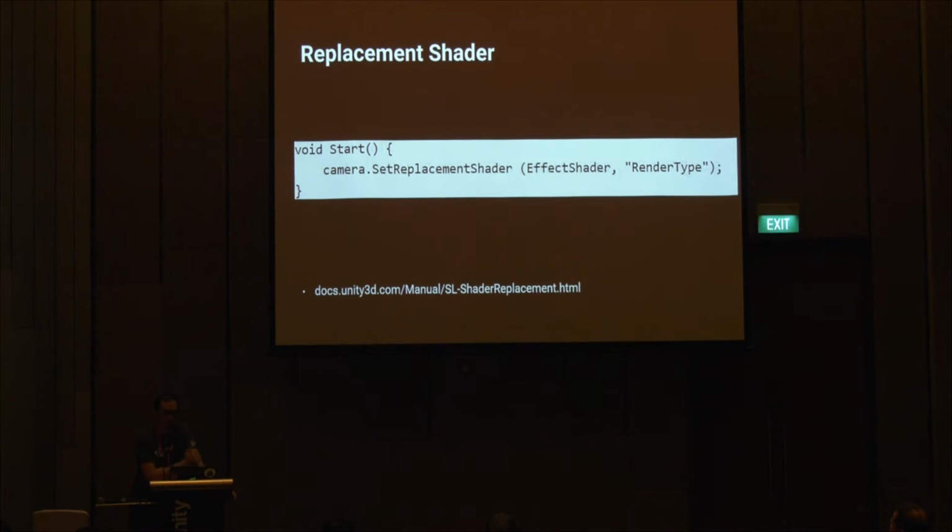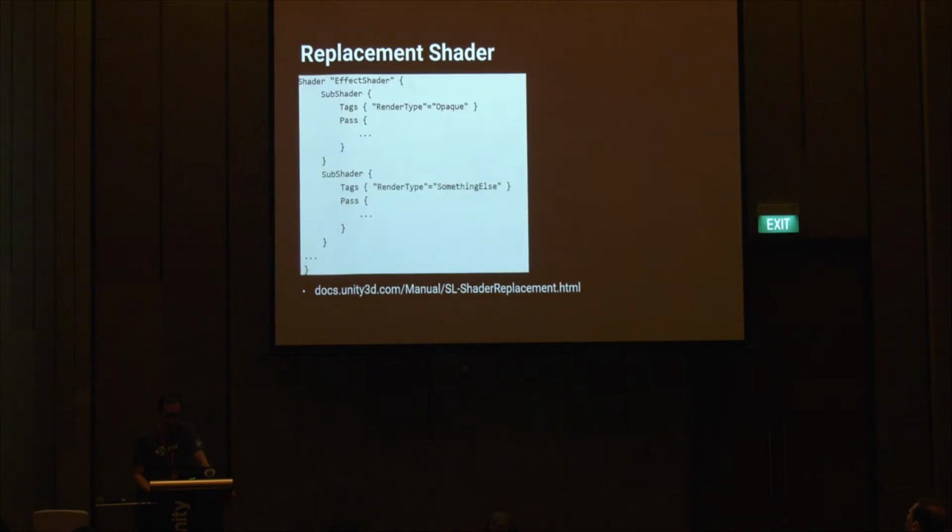So again, unfortunately, this is not something that you can just check a checkbox. You have to enable this via script, but it's fairly simple. All you have to do is call the function SetReplacementShader on the camera that you want to replace the shader with. So in this case, this camera refers to my game camera, and then I'm setting a replacement shader in my first parameter, the effect shader, and then I give it a tag. This tag is RenderType.